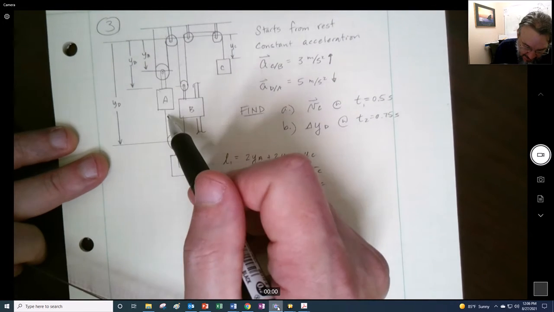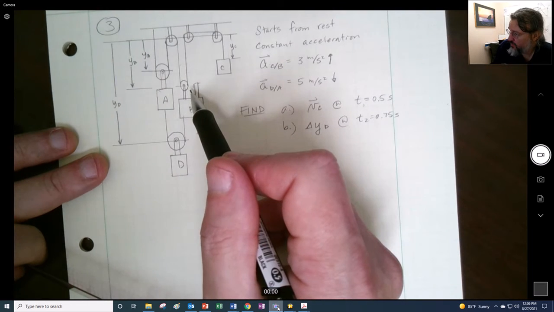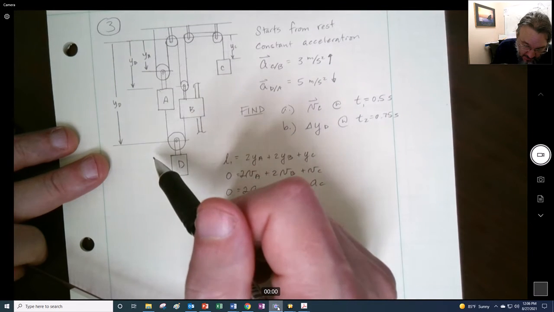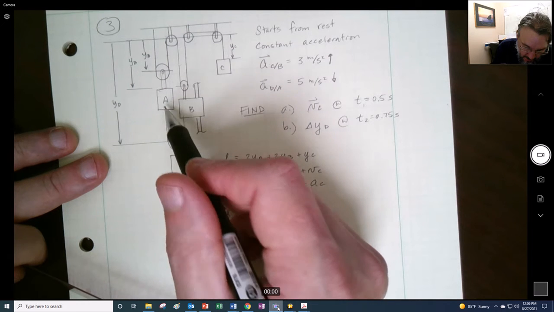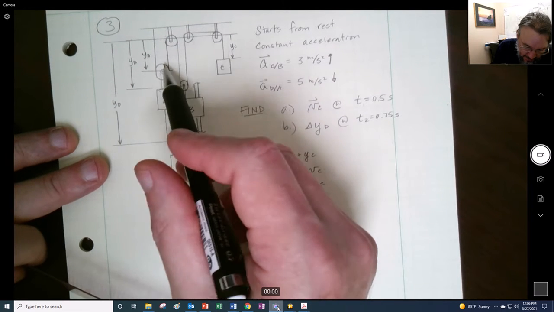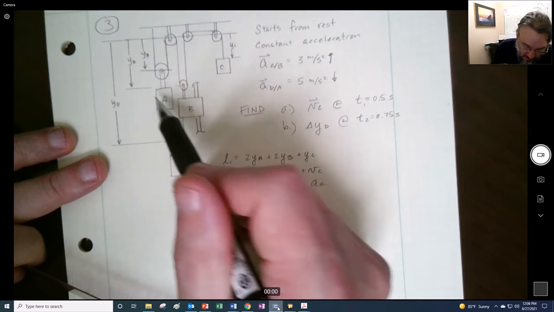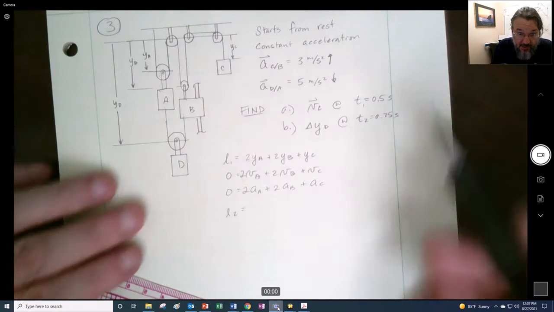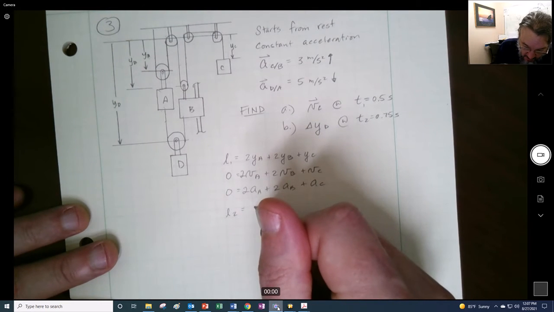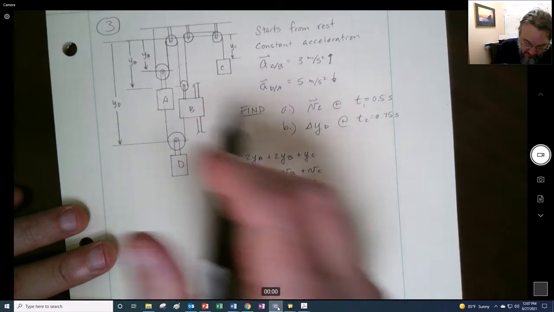That's going to be YD minus, let me double check. Okay, so we're going to have this length right here. That will be YD minus YA. You agree with that? Now there's a constant in here, but we can just get rid of that. So it's going to be YD minus YA.